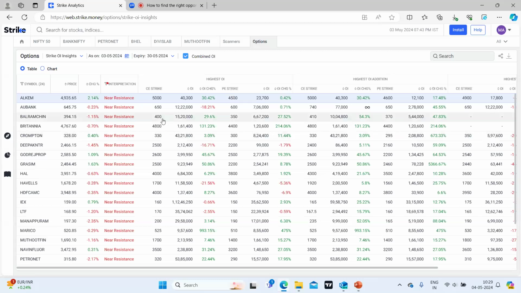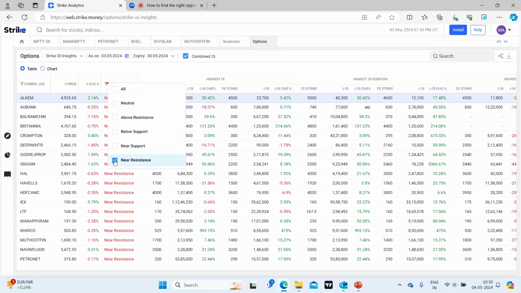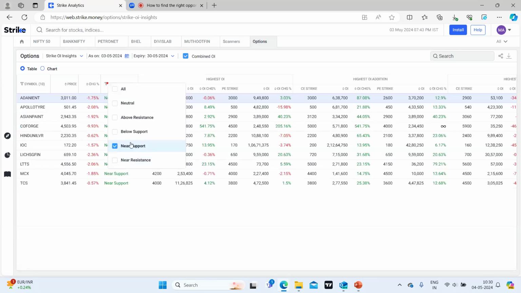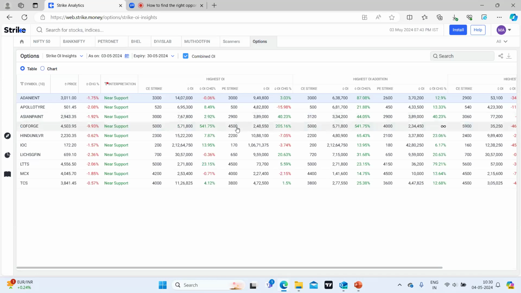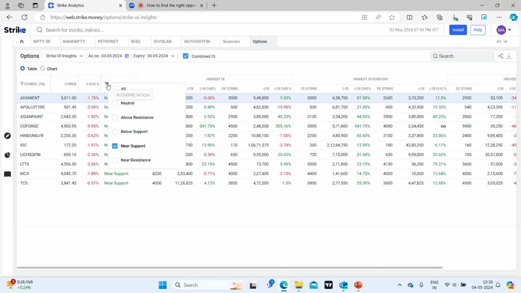Then it is classified in strike as a near resistance. So 650 is the highest call with highest open interest in AU Bank. Price is at 645, hardly 1% away, so it is near resistance, right? The third option is our near support, in the same way, within 1.5% in the put option, right?